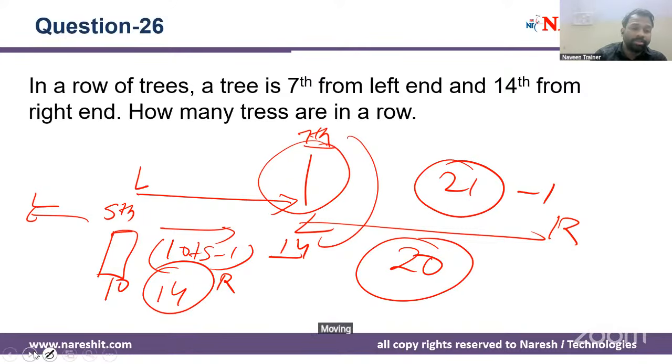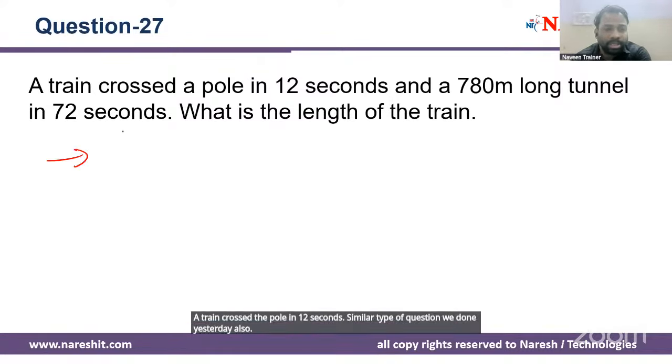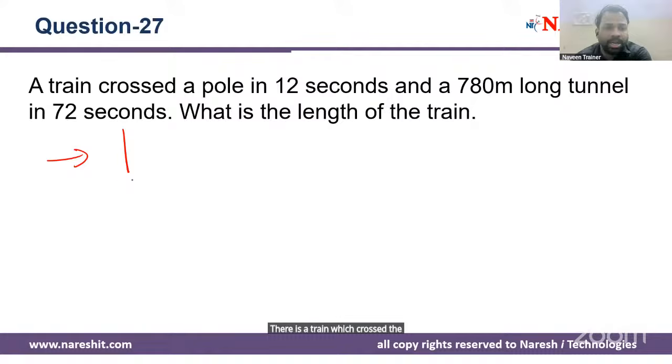Moving to the next question. 27. A train crossed the pole in 12 seconds. Similar type of question we did yesterday also. There is a train which crossed the pole in 12 seconds. So when a train is crossing the pole, remember what I told you yesterday?